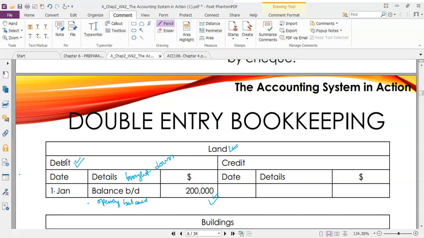So why do we put it on the debit side? Look at the date 1st January, details opening balance or balance brought down. The amount is 200,000. Who knows why we put it on debit for land? Who can answer? Nobody? What?